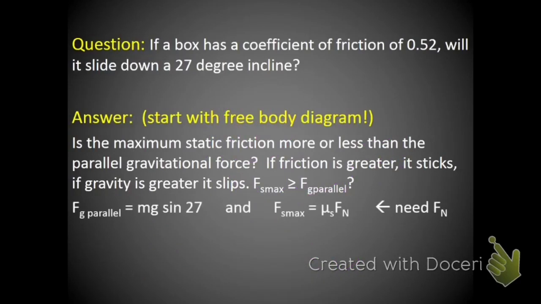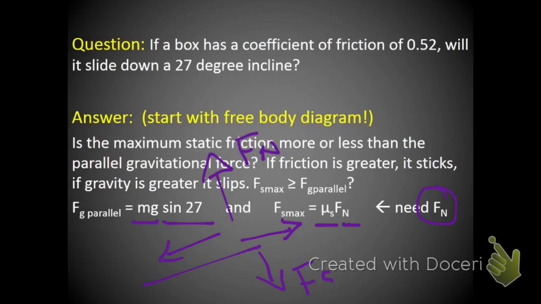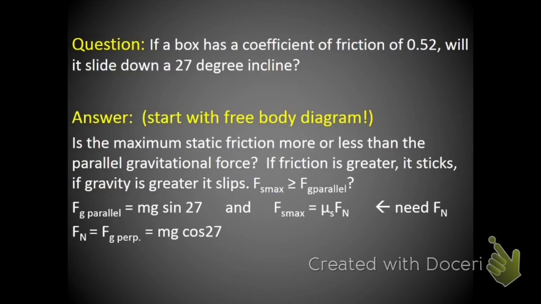So the gravitational force pulling it down the ramp is mass times gravity times the sine of the angle for the ramp. And the frictional force pushing it up the ramp is the coefficient times the normal force. Now we still need that normal force. Well, that normal force is going to be equal to the perpendicular component of gravity, which we just defined as equal to the normal force.